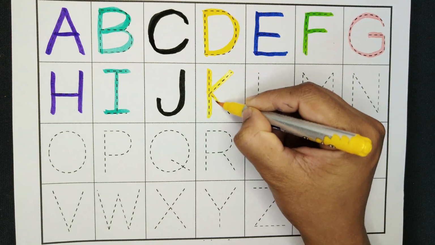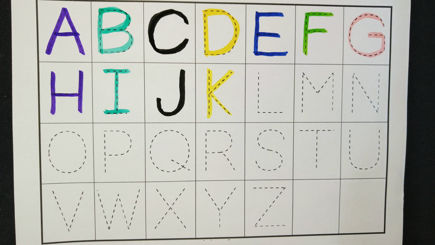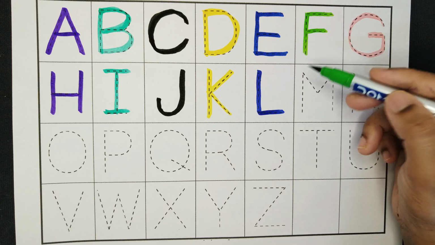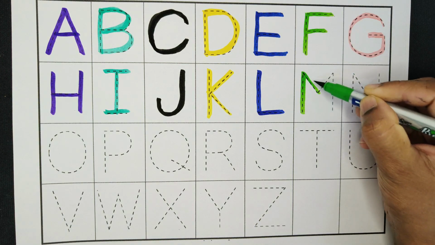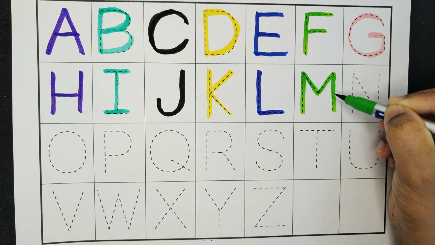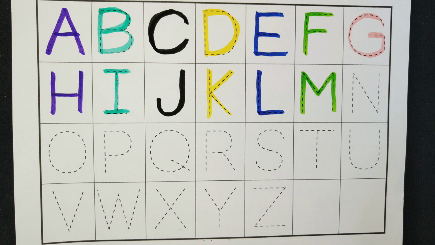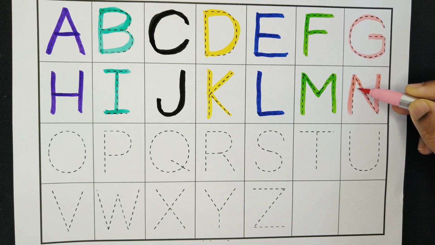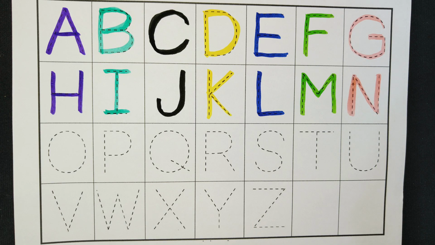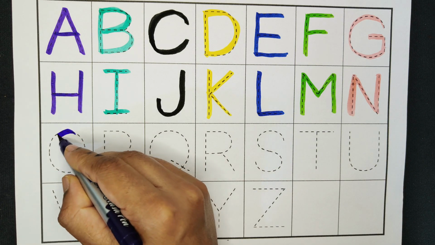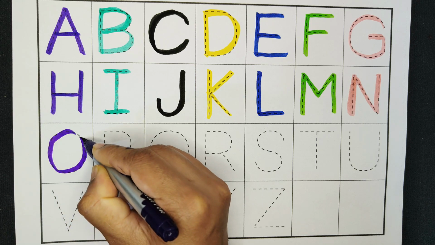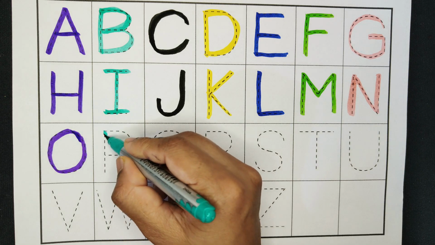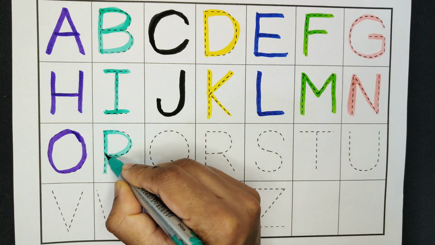K is for key. L is for lemon. M is for monkey. N is for net. O is for orange. P is for parrot.